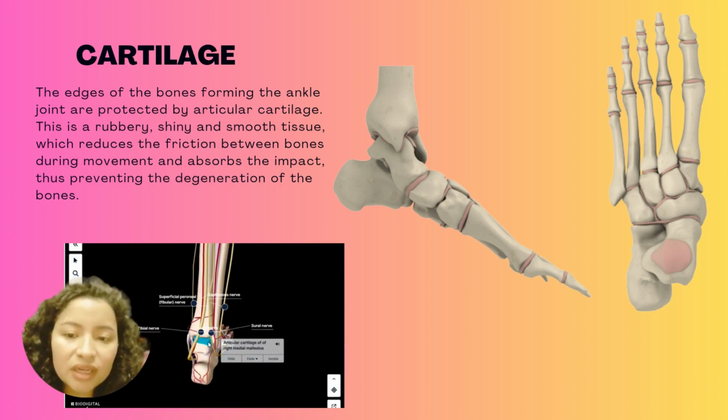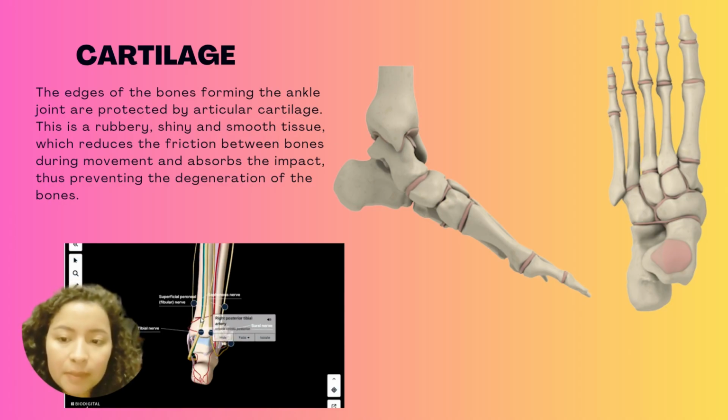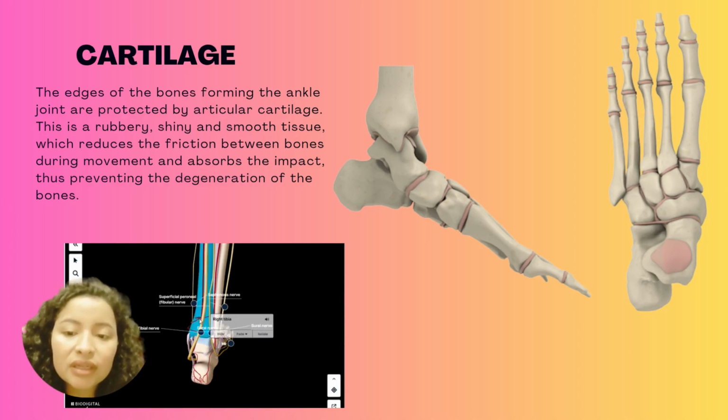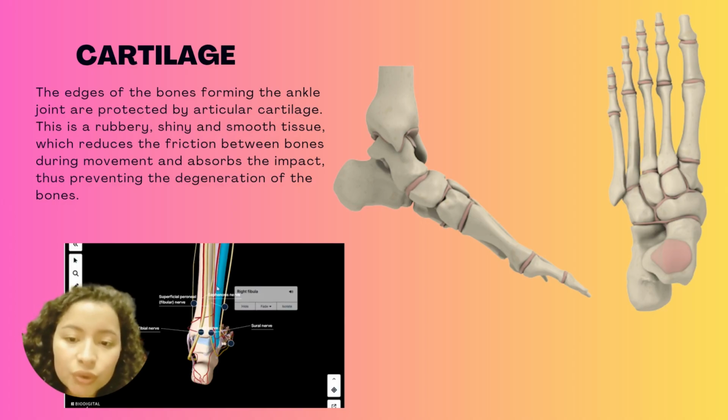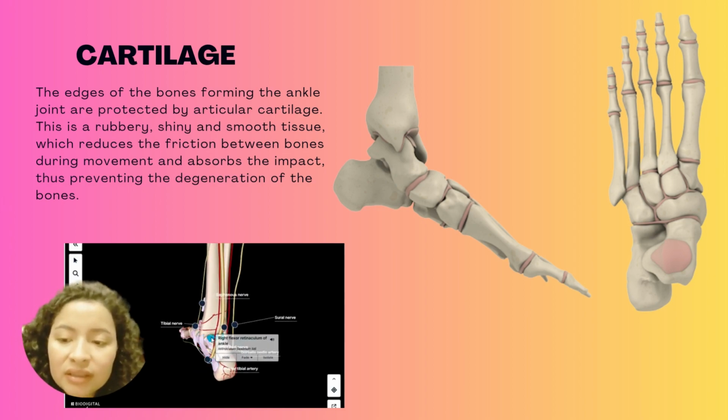The edges of the bones forming an ankle joint are protected by articular cartilage. This is rubbery, shiny, and smooth tissue, which reduces the friction between bones during movement and absorbs the impact, thus preventing the degeneration of the bones.